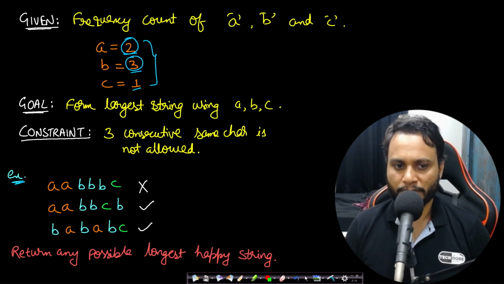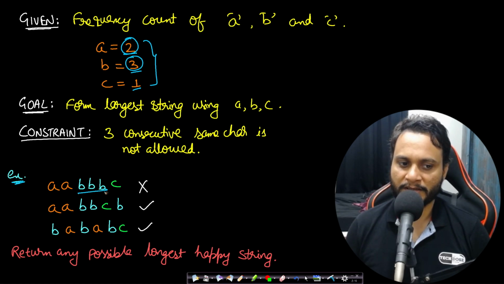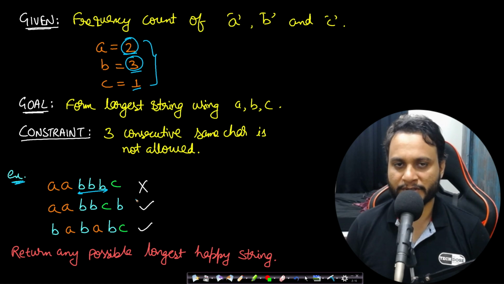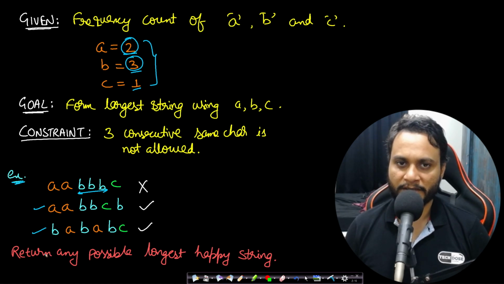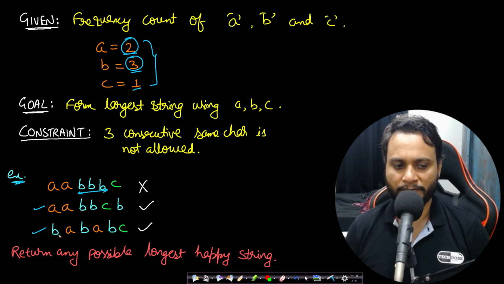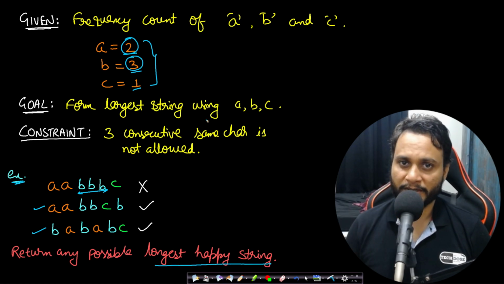But then according to the constraint, 3 consecutive characters are not allowed. So 3 consecutive B's are not allowed. Hence this is not a possible answer. Whereas if I just jumble this up and say that AA, double B, C, B, this is allowed. And then the third answer, which is BA, BA, BC, is also allowed. There may be other possible answers as well. So if you have multiple possible answers, you can return any of them as the longest happy string. So I think the problem is simple enough to understand.